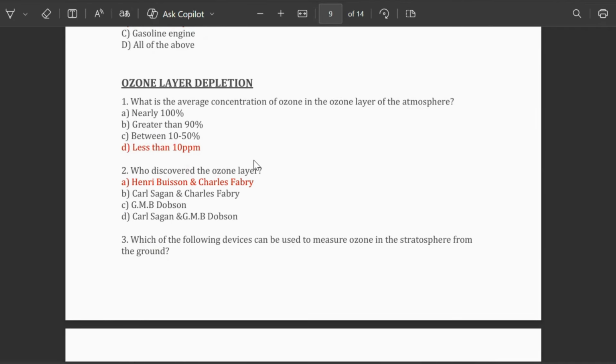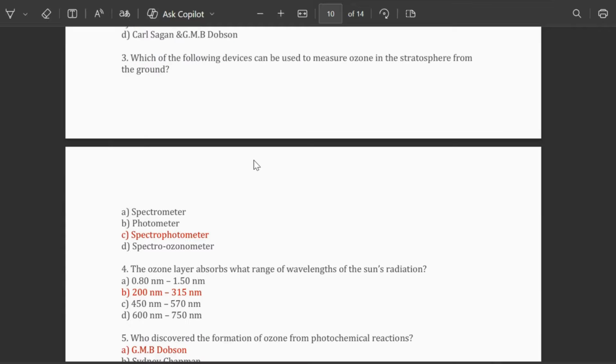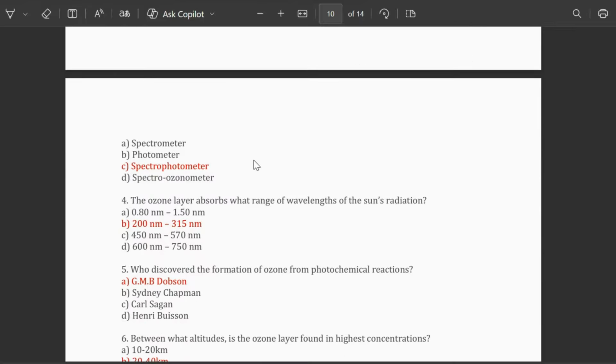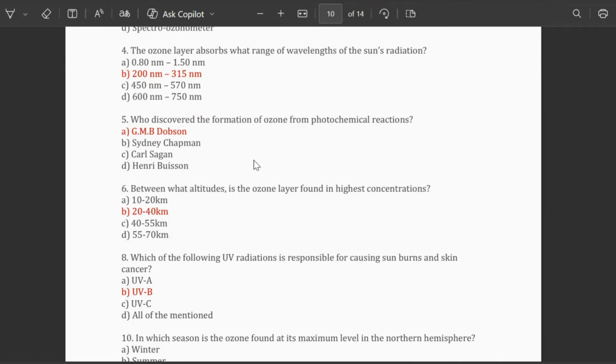Ozone layer depletion. What is the average concentration of ozone? Less than 10 ppm. Who discovered the ozone layer? Which of the following devices can be used to measure the ozone in the stratosphere from the ground? Spectrophotometer. The ozone layer absorbs the range of wavelengths of the sun's radiation, 200 nanometers to 315 nanometers. Who discovered the formation of ozone from the photochemical reaction? Dobson. Between what altitudes is the ozone layer found in the highest concentration? 20 to 40 kilometers.